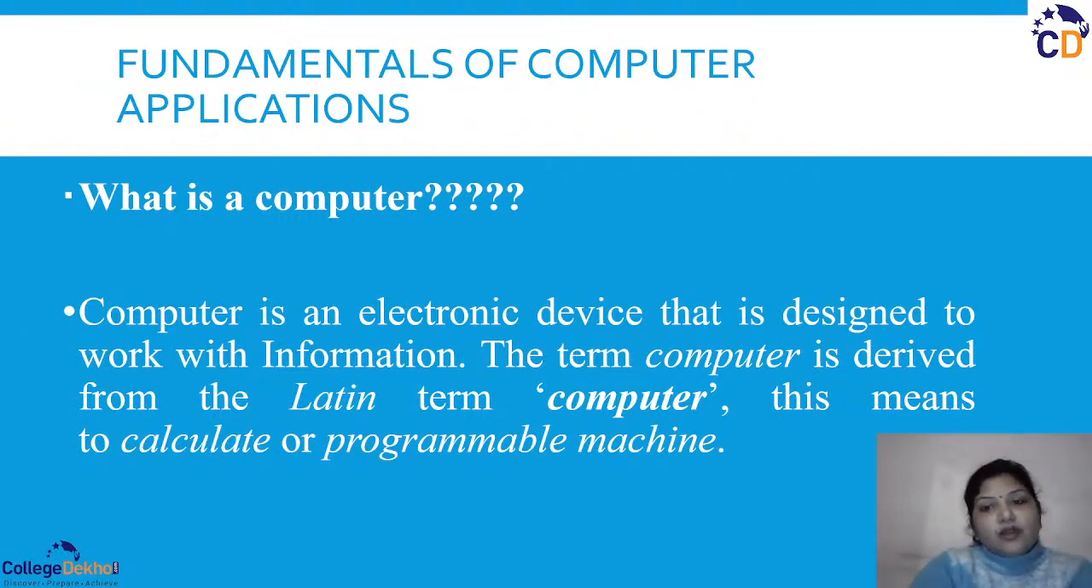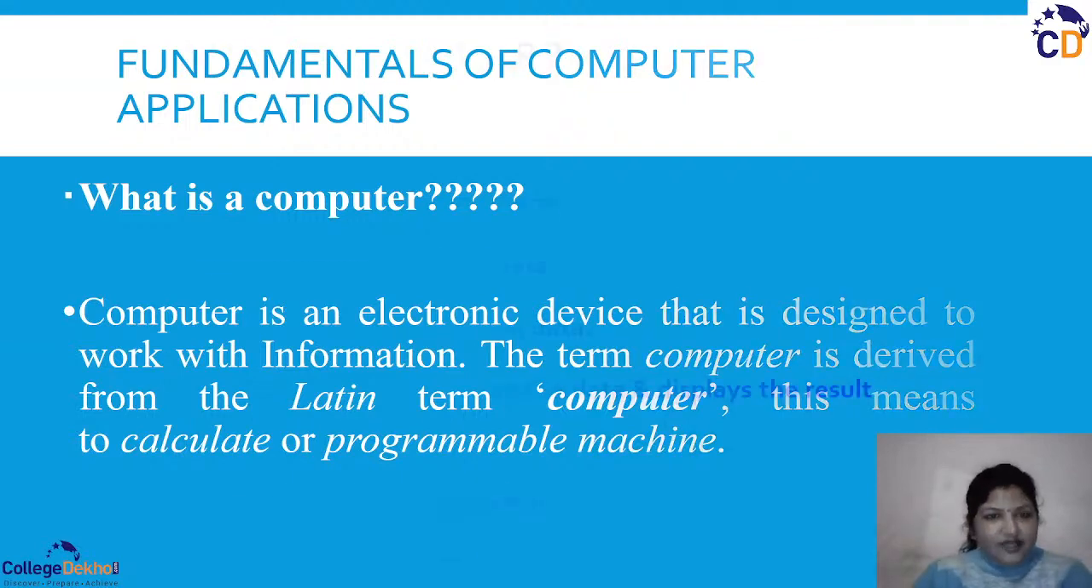Computer is an electronic device that is designed to work with information. So when we talk about computer, we need to process some information. We need to store some information. We need to process, we need to manipulate some information, right? The term computer is derived from the Latin term computare. This means to calculate, right? To compute something, or a programmable machine, right? So this is what a computer is.